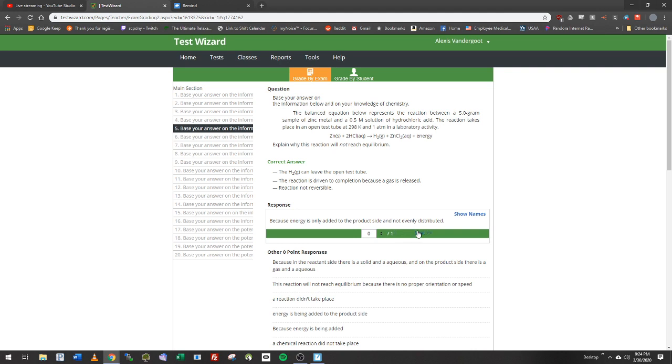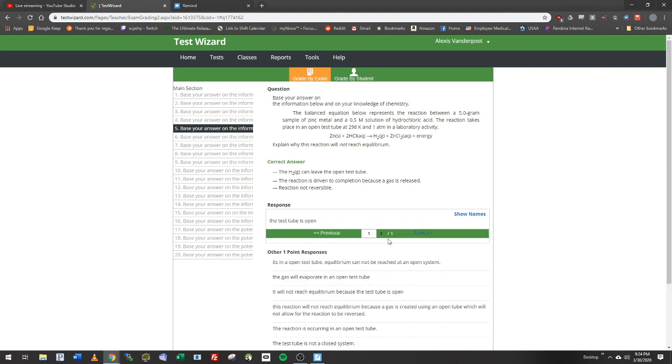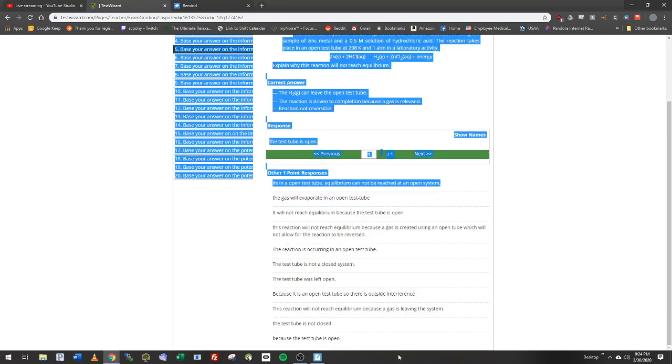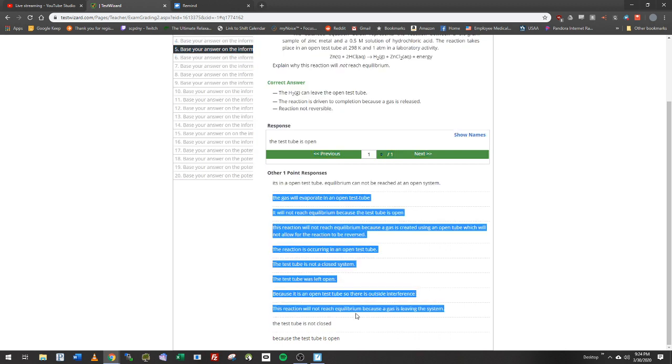So, things that I accepted: it's an open test tube. You can't reach equilibrium because it's open. The gas will evaporate. You'll not reach equilibrium because the test tube is open. For the most part, I was looking for the idea that it's not a closed system. The test tube was open. You're producing a gas, and the gas can escape.